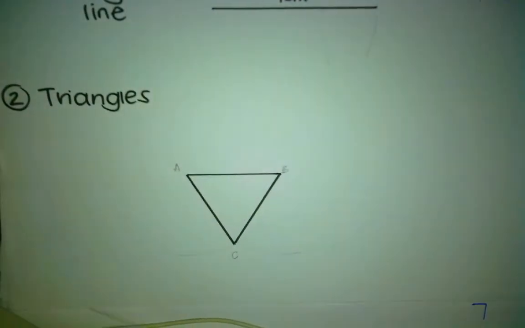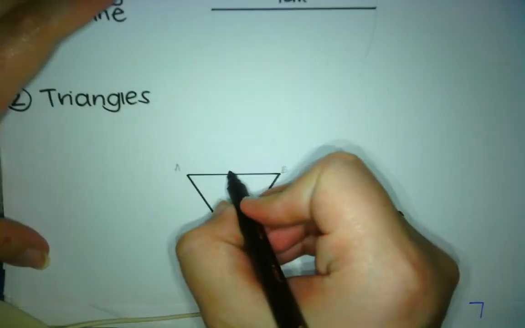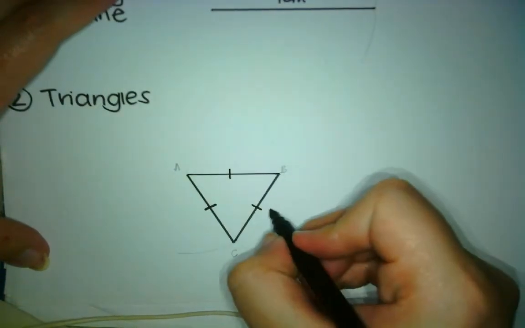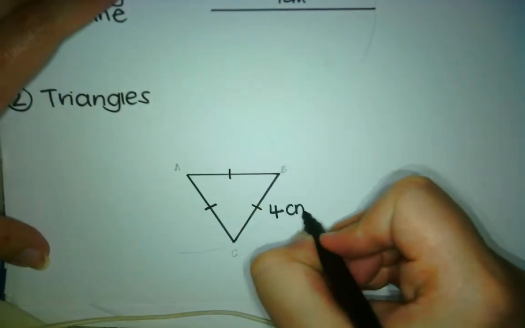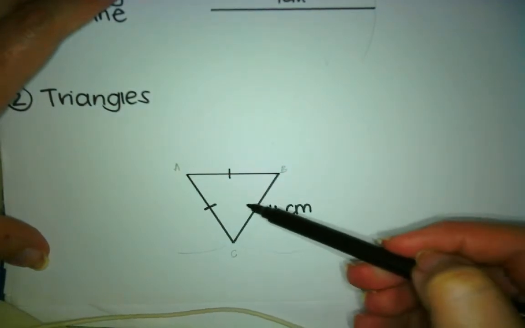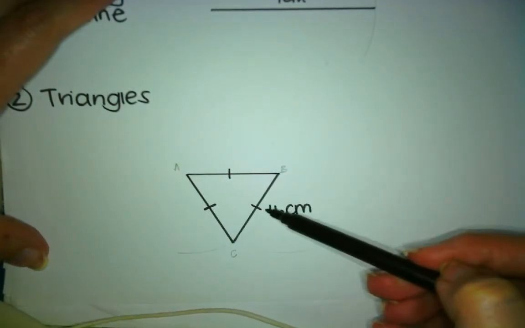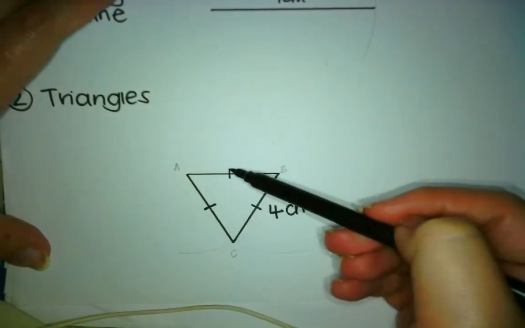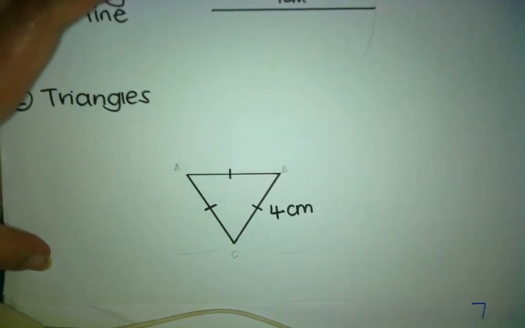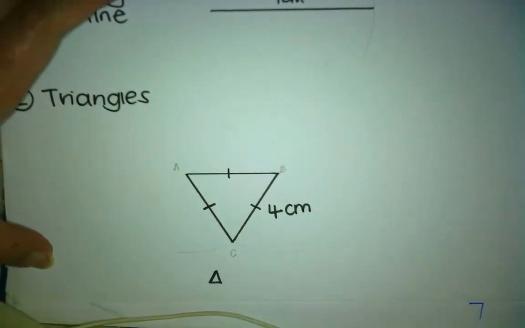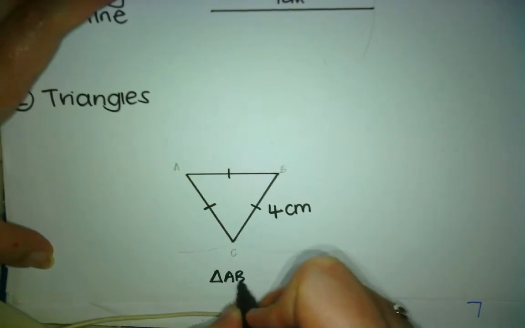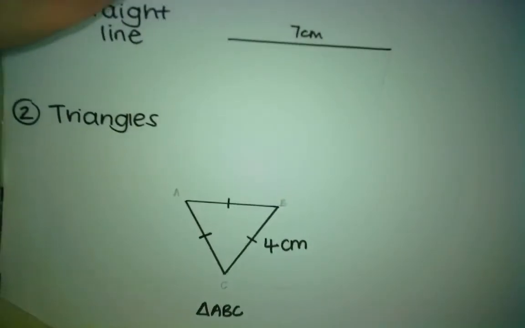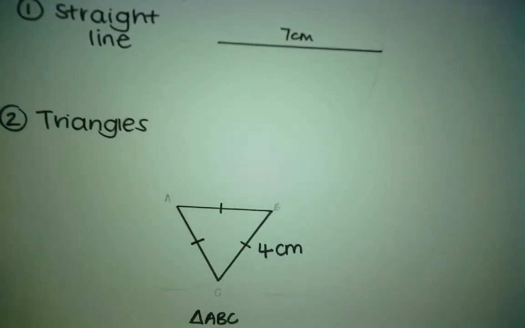In order to show that, we're going to write that all those sides are equal, by saying 4 centimeters. If I've got a little line here, that means that wherever there's one line, that's all going to be the same size. So that's 4 centimeters, 4 and 4. Okay, and that's triangle ABC. If you need to know how to write that, it's triangle ABC.